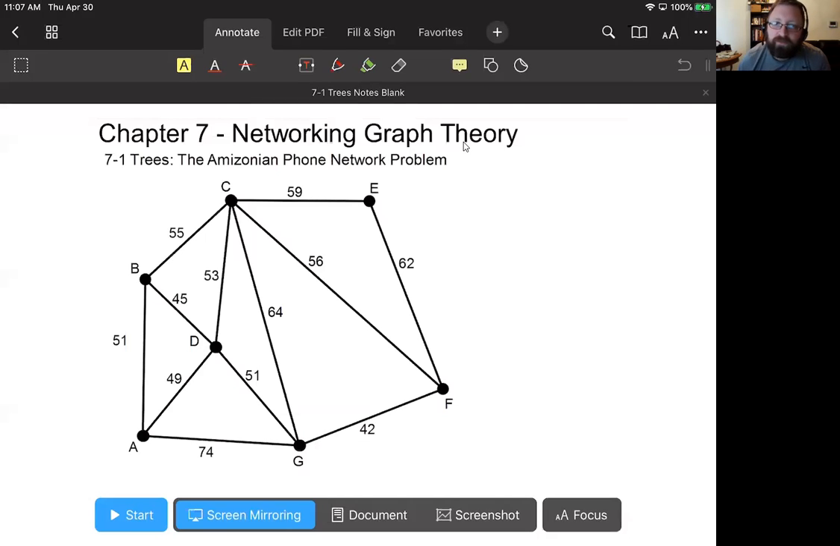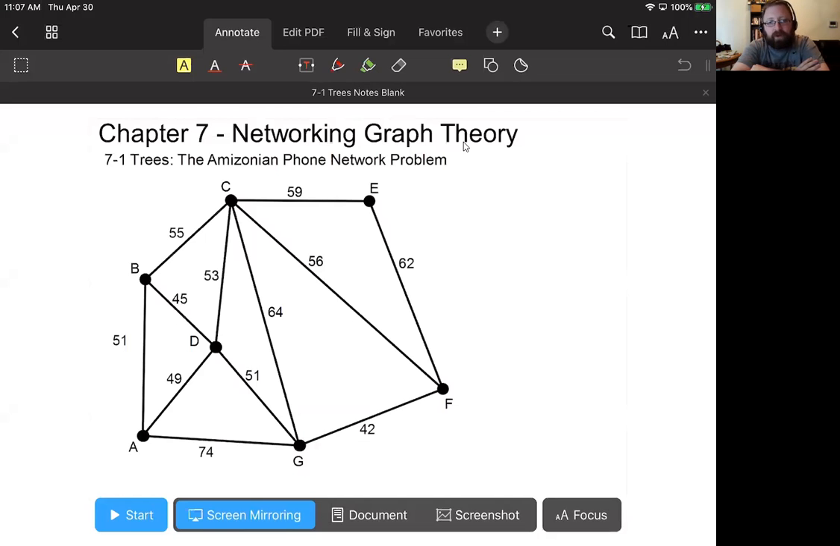We are starting our final chapter of graph theory today. We've got 3 lessons left in the school year, counting today. Today we're going to discuss trees, which are a new approach for us to graph theory.